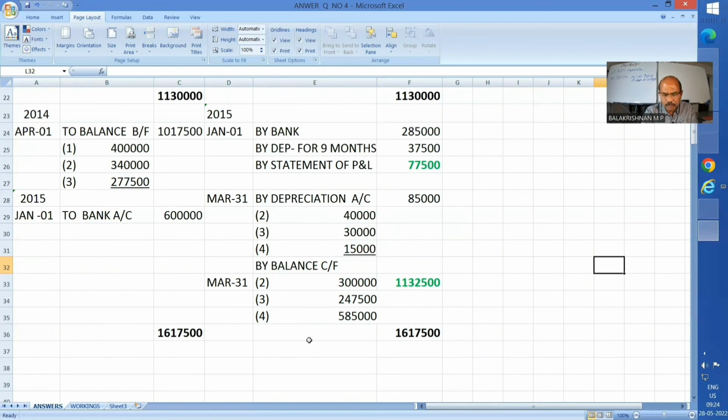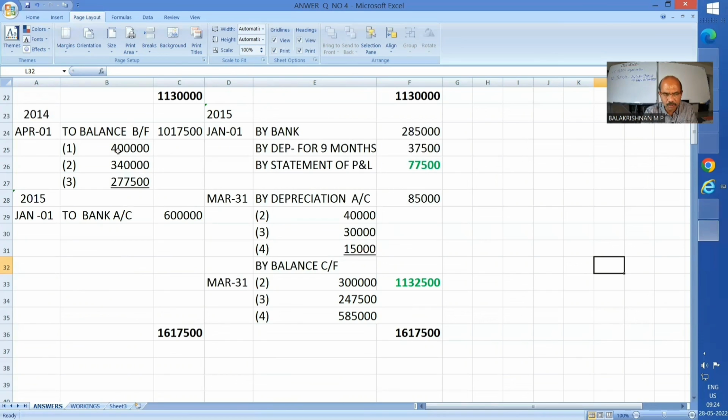Now we have to balance the account. Well, how to balance the account? Total the heavier side. Put the same total across. Find the difference. I find 11,32,500. That's the answer given by the author also. However, we are verifying it with the machine-wise balance.